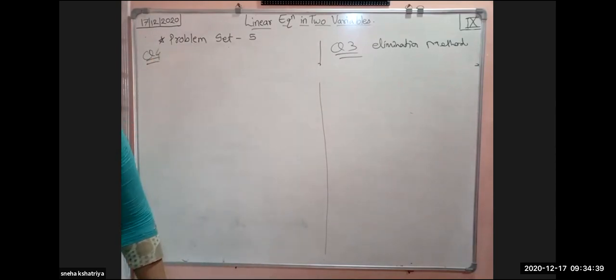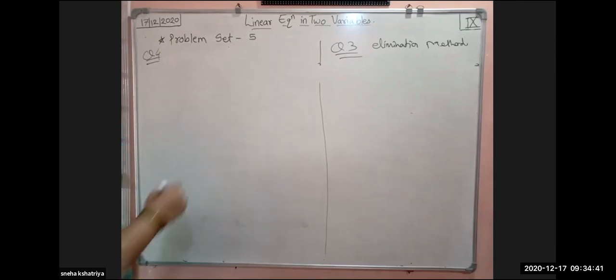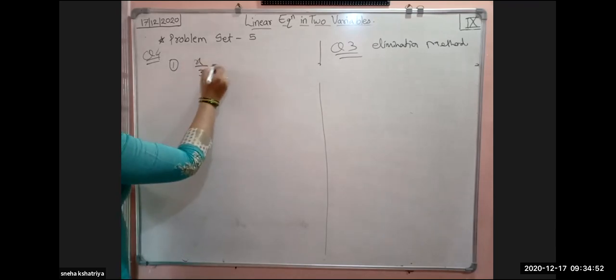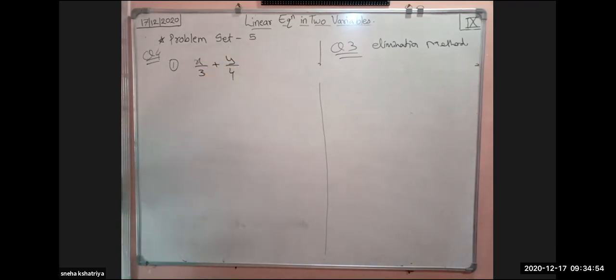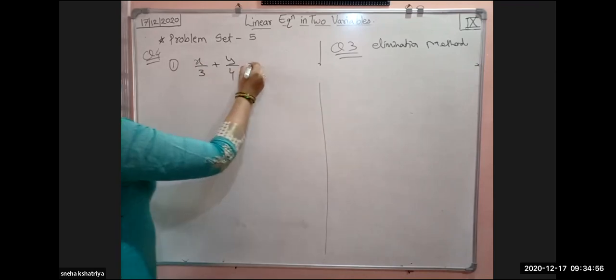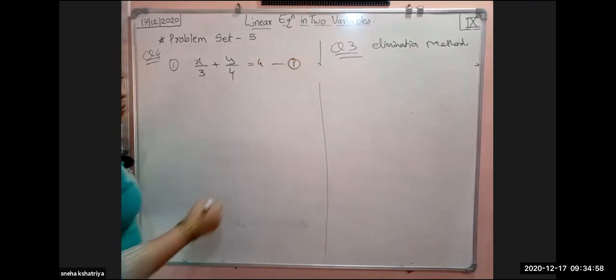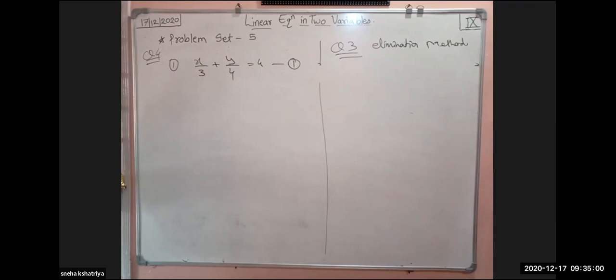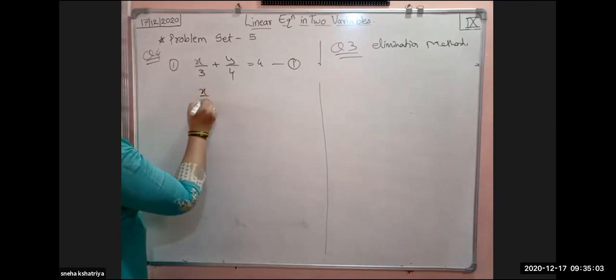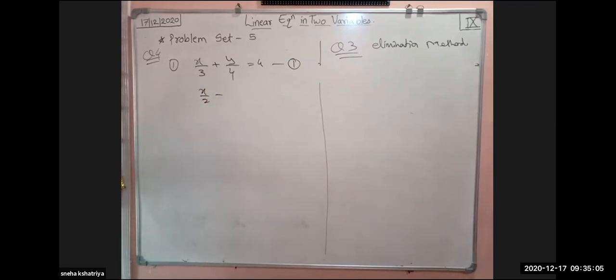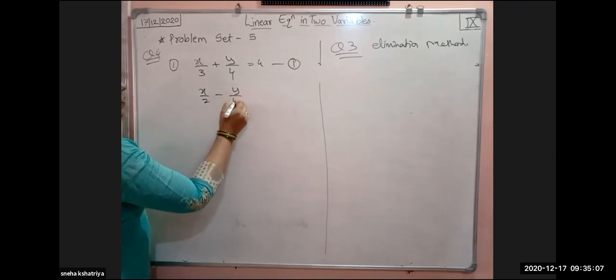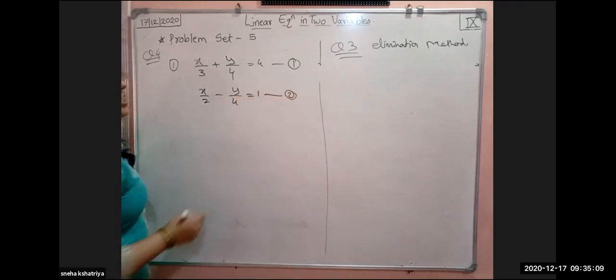Okay. Now we will see question number 4. Solve the following simultaneous equation. The first simultaneous equation is given like this: x upon 3 plus y upon 4 is equal to 4. This is equation number 1. And x upon 2 minus y upon 4 is equal to 1. This is equation number 2.